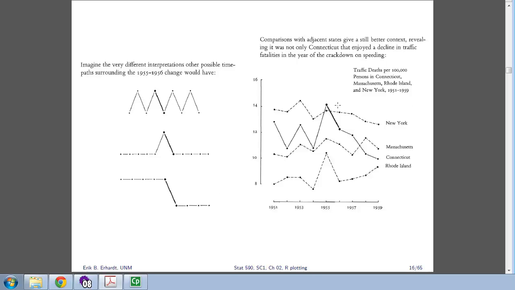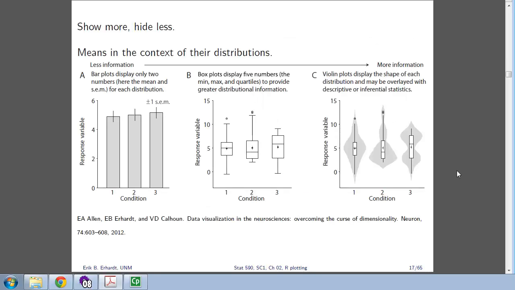So in the context of other states, the plot on the right shows that it looks like Connecticut is basically sort of similar to these other New England states in the Northeast. New York's not part of New England, but these other 3 are. So, compared to what? That's the important principle there.